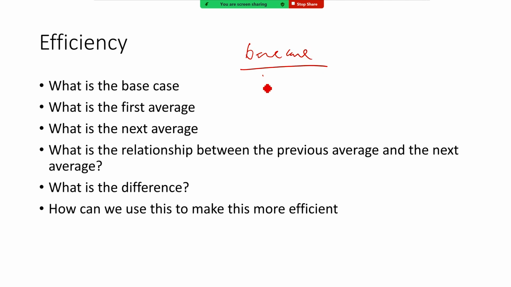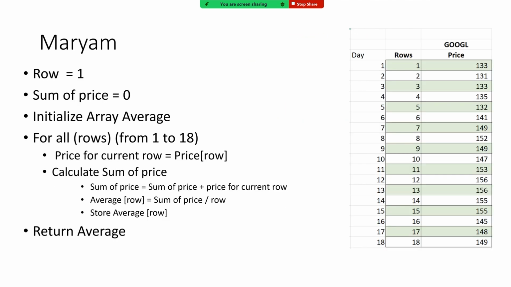Then there is some set of intermediate steps, and then there is a logic that describes and defines the relationships that we see here. These are students in prior sections who've solved this. So initialize sum of price, initialize your array of averages, and then for all rows from 1 to 18, price for current row is assigned the price, and then calculate sum of price. Then average is the sum of price by the row, and then store the average. And that's more or less round about it.